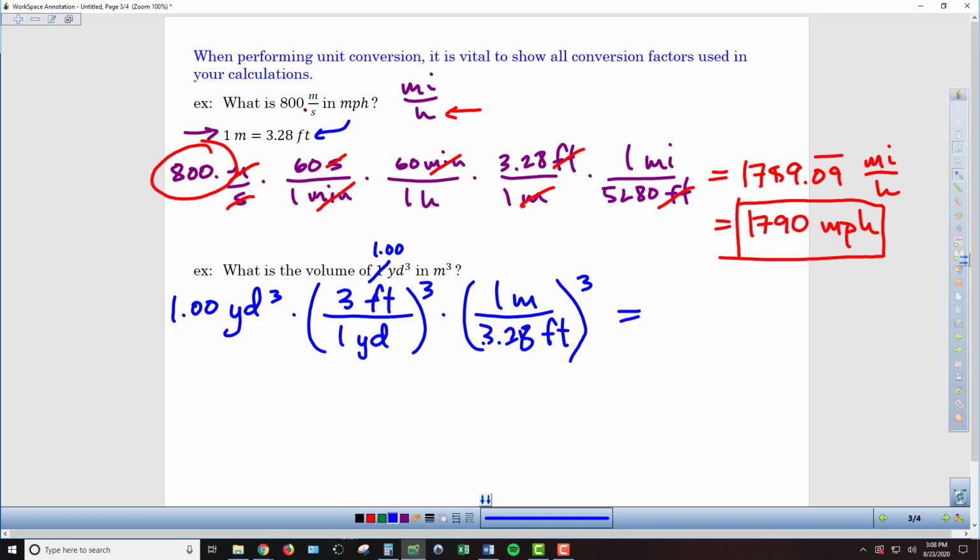And so if we multiply that all out, essentially we end up with 27 in the numerator and then 3.28 cubed in the denominator. If we round off to 3 significant figures from what we have in our calculator, we end up with 0.765 cubic meters, which should make sense to us if we think about it. A meter is a little bit longer than a yard, so that means a cubic meter would have more volume than a cubic yard, or the flip side of that is a cubic yard will have less than 1 whole cubic meter of volume.